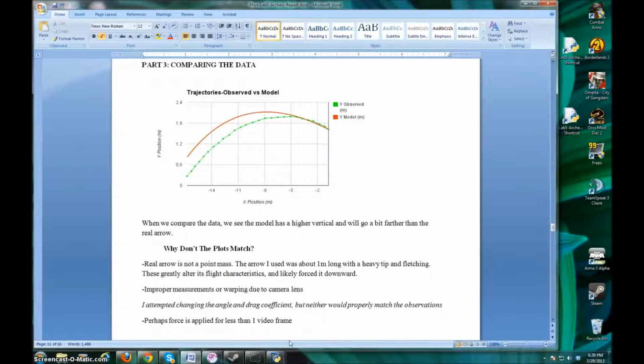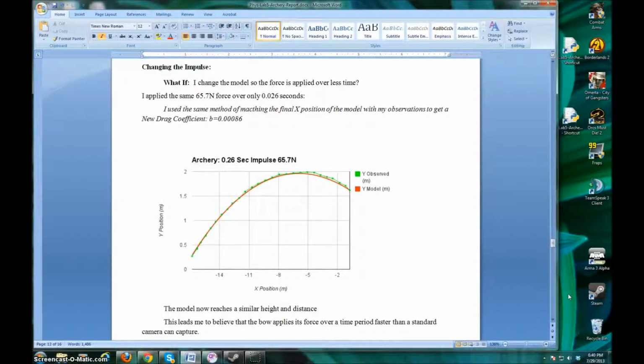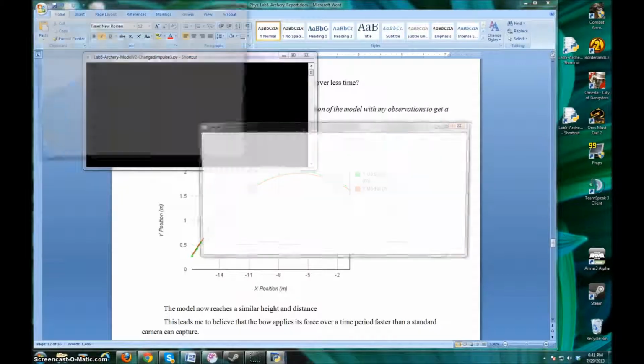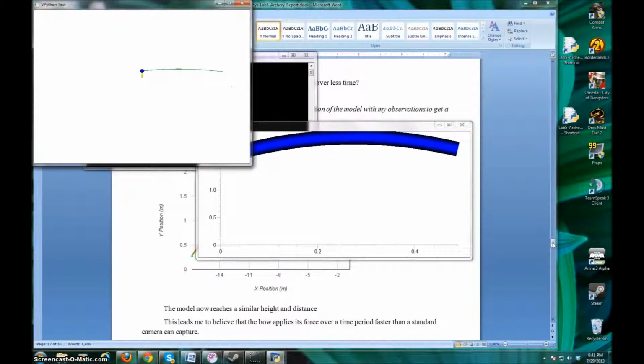I decided that I should change the impulse to see what would happen if I changed the model so that the force is applied over less time. I applied the same 65.7 Newton force over a period of only 0.026 seconds, and we can see the results here. The model now reaches a similar height and distance, and this leads me to believe that the bow applies its force over a time period faster than a standard camera is able to capture.